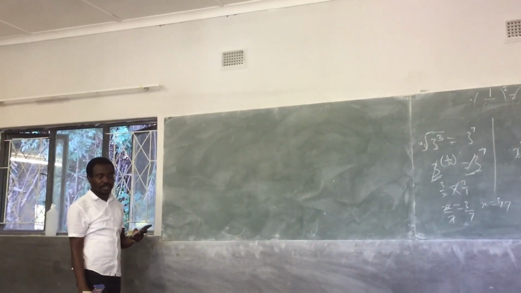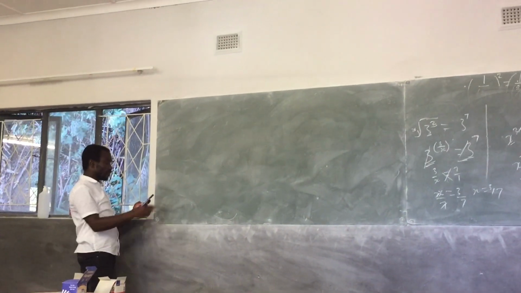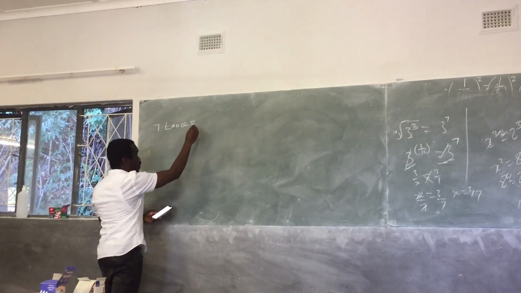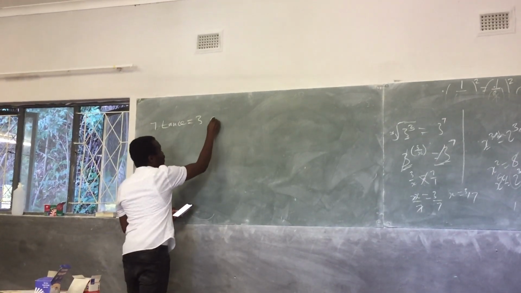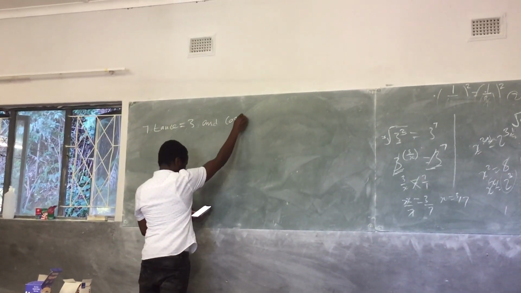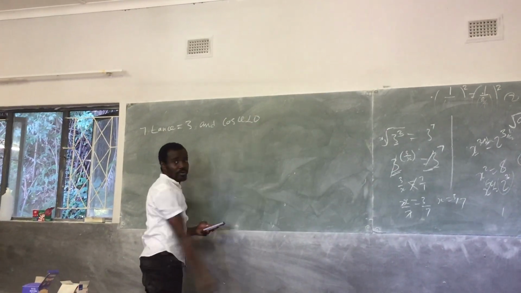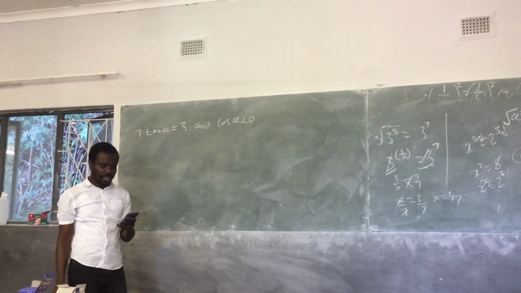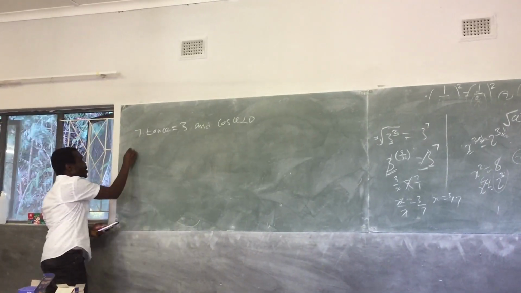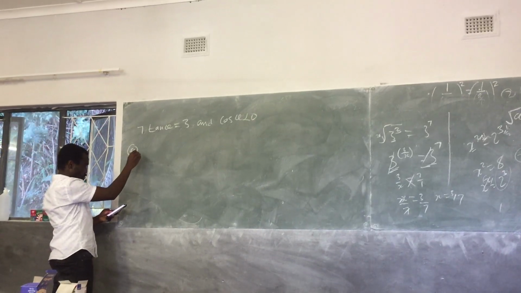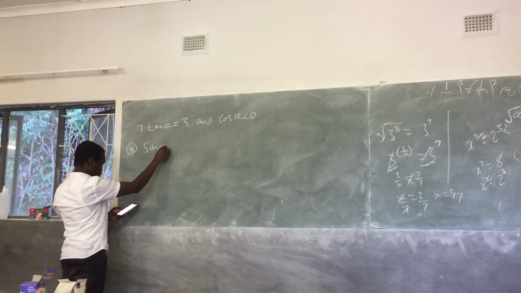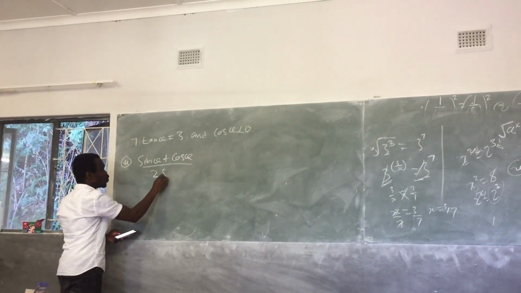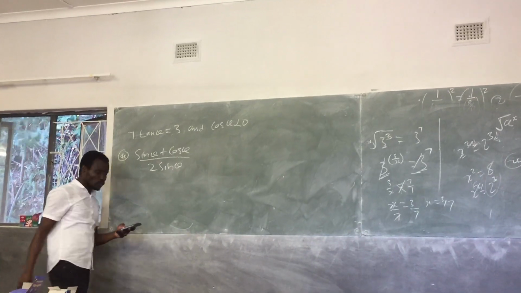Cartesian plane question, right? The question says that if 7 tan theta is equal to 3 and cos theta is less than 0, right? It says use a sketch to correct your quadrant to determine the value of sin theta plus cos theta all over 2 sin theta without using the calculator.